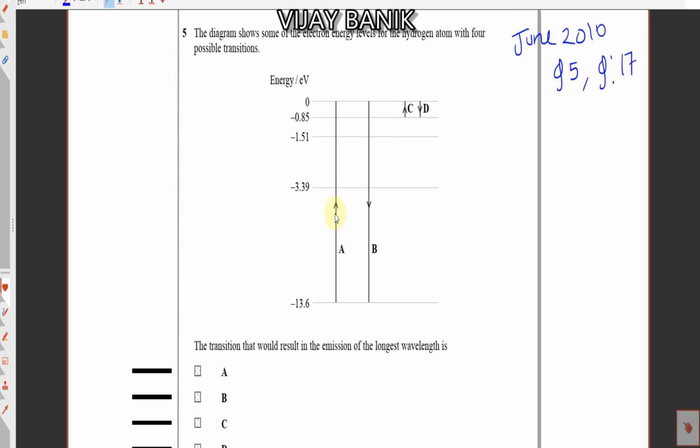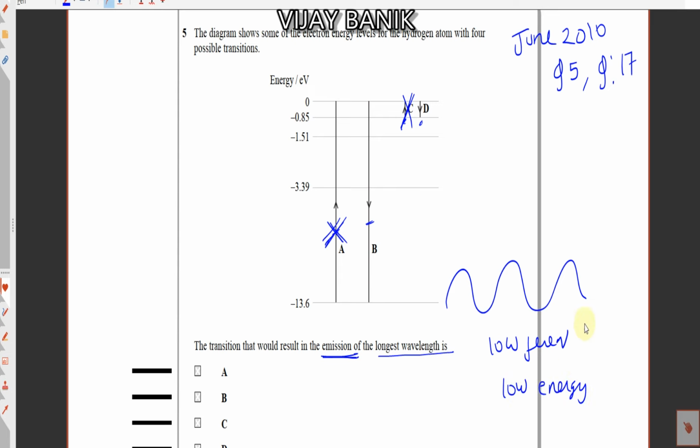One is this. This is absorption, this is emission, absorption, emission. The transition that would result in emission of longest wavelength. They said emission, so definitely the ones going up are cancelled. A and C are cancelled automatically because they said emission. Emission means the arrow should be down. And they said longest wavelength. Longest wavelength means low frequency, and low frequency means low energy, because E is equal to hf. So D, because in D the energy is less, so its frequency is also going to be low. So D is your answer.